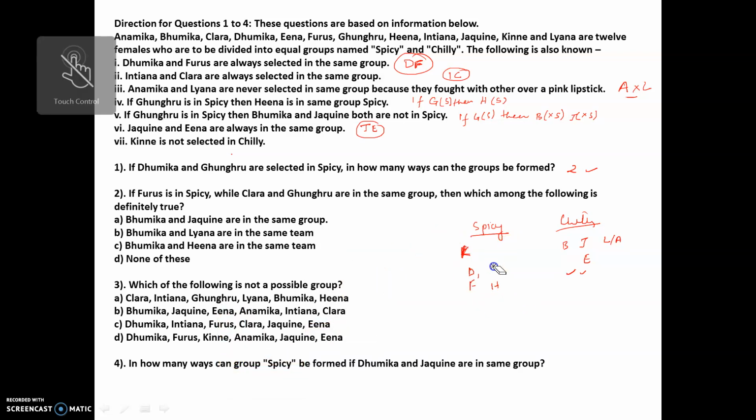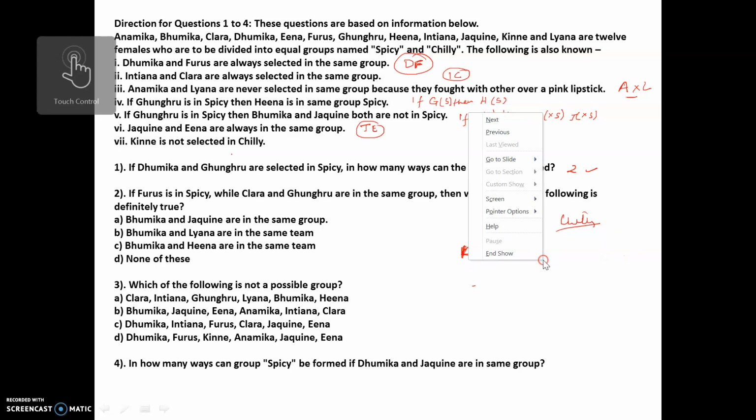Let's quickly do that. We only know that K is not in chili. Apart from that, we cannot say anything else. And obviously A and L can be anywhere in either of the groups. So you could have said something obvious about A and L.